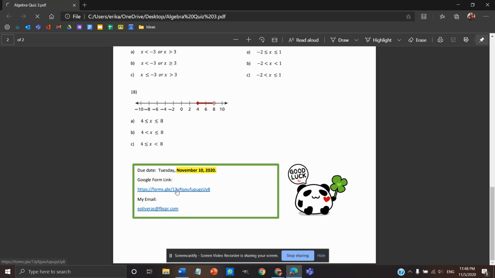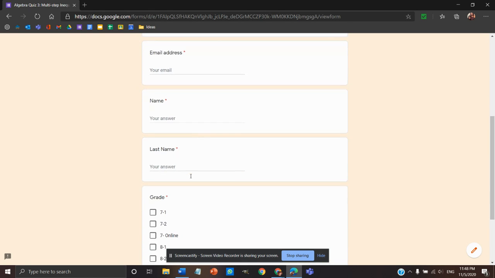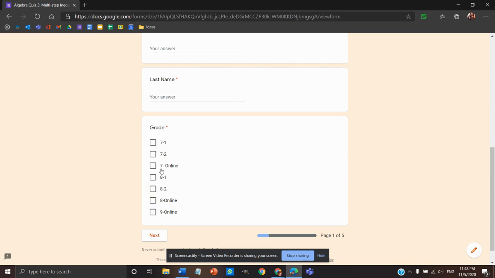So you would just click this and it will take you straight to your Google form. Here you have all your information. This is quiz number 3. You will put your email, your name. You will choose your grade. Of course, you will be in the eighth grade here. Then you will choose next, and then you will see all the other parts. In the last one, you will be able to upload your PDF or pictures.